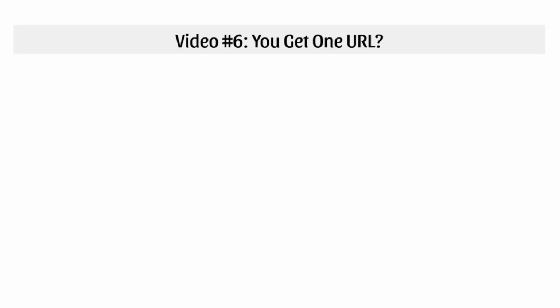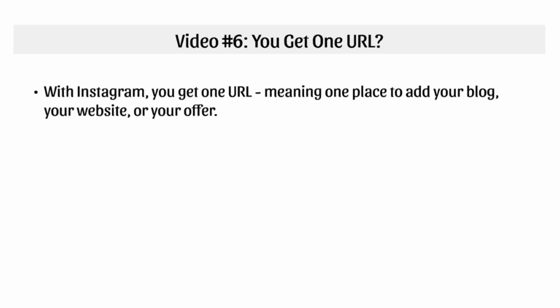It's called You Get One URL. So that's the reality with Instagram, you get one URL, meaning one place to add your blog, your website, or your offer. It's not like Facebook where you can create a post every single time and put a URL directly to your offer. You get one URL, so you've got to choose it wisely.